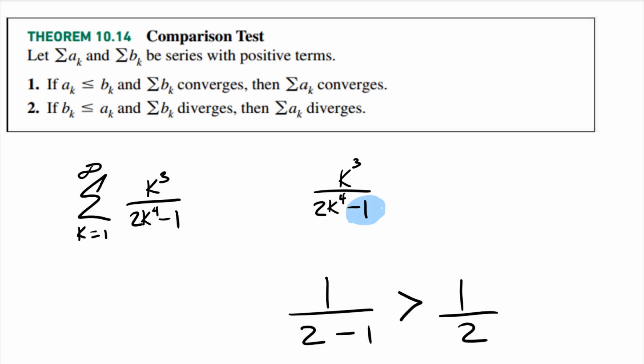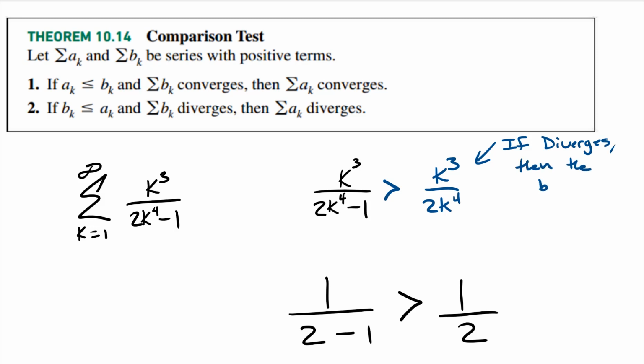When the denominator is smaller, you have a larger number. So what we could actually say is, well, hold up, dude, hold up. This is less than k cubed over 2k to the 4th. So if we could show that the smaller one diverges, then the bigger one has to diverge as well.